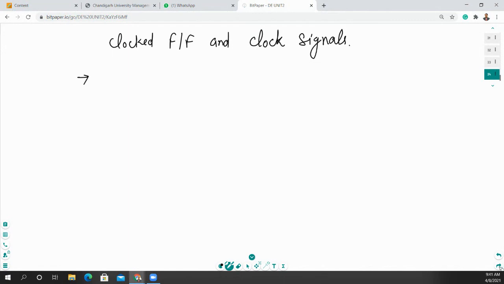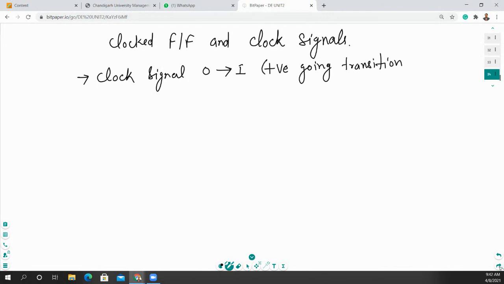Okay, let's suppose that you have a clock signal, either it is changing from 0 to 1. So this is called a positive going transition. Okay, we can call it a positive going transition.